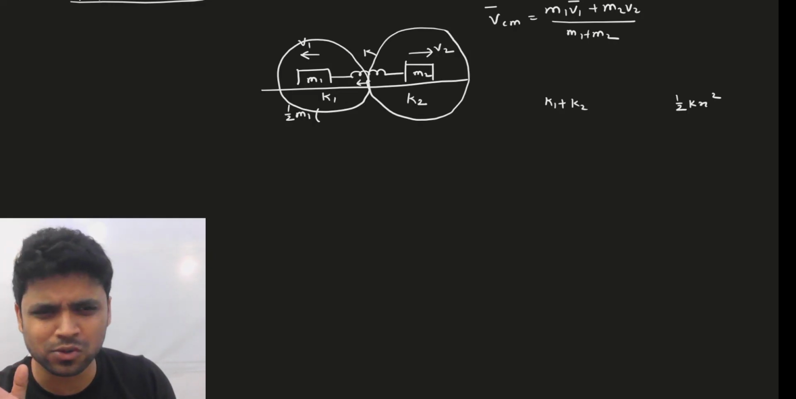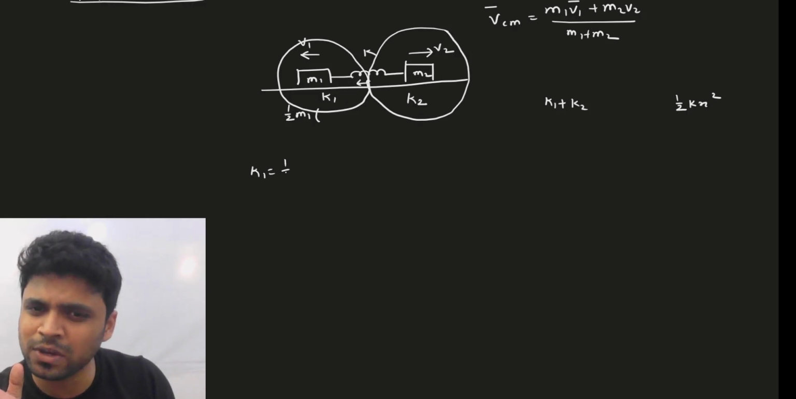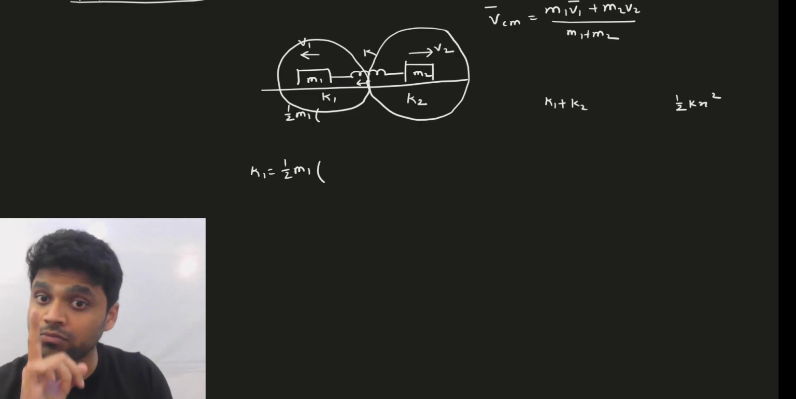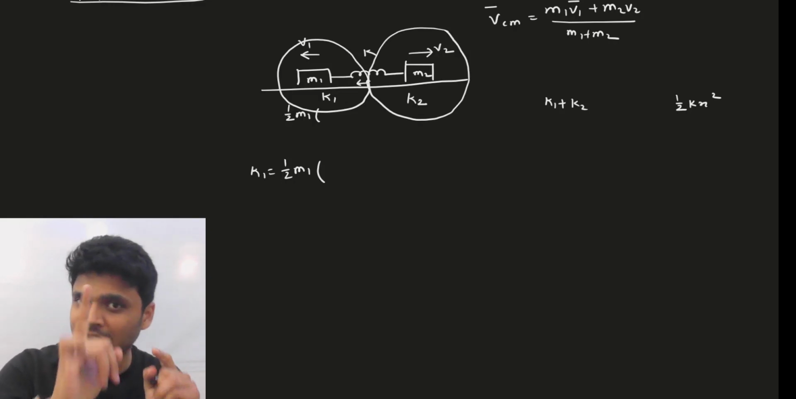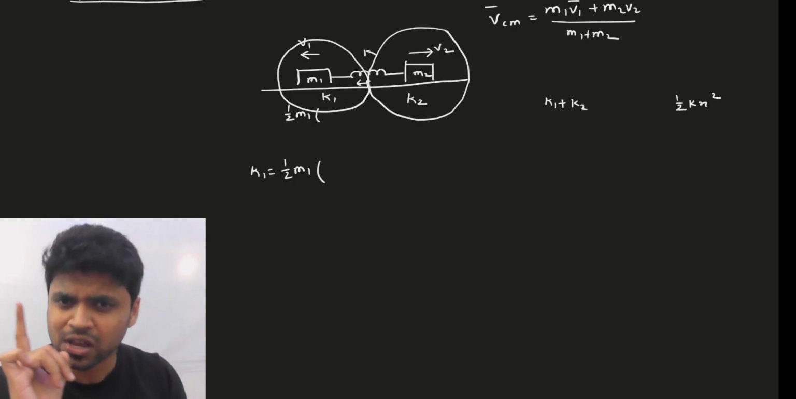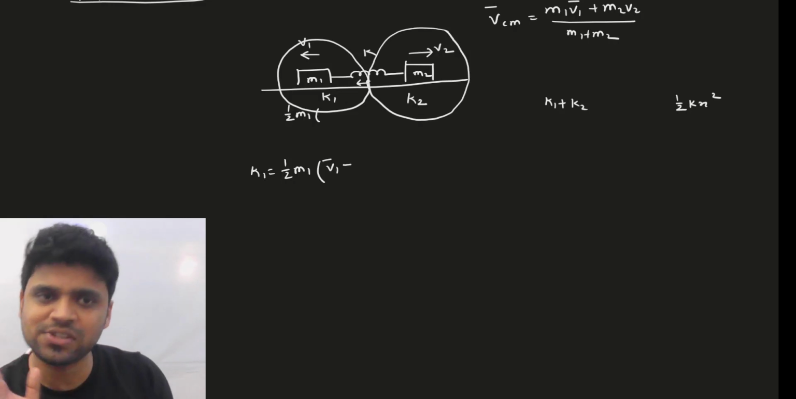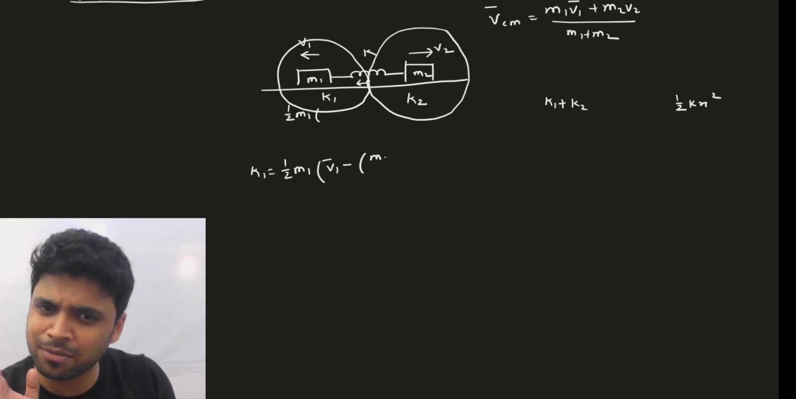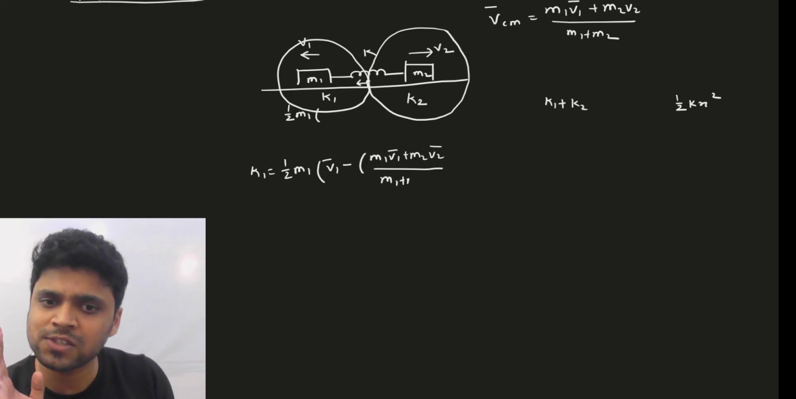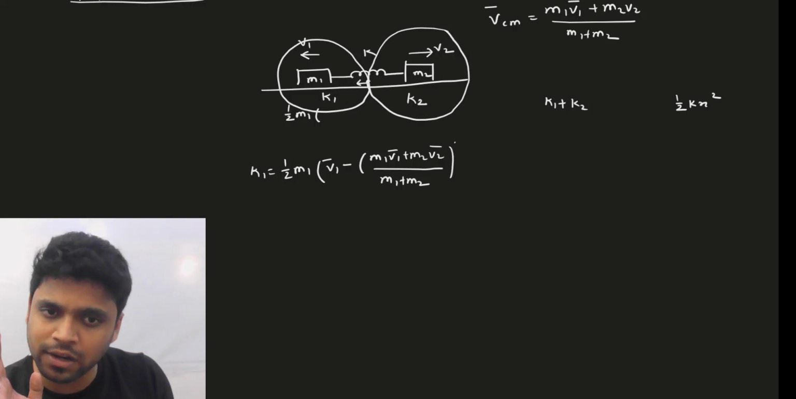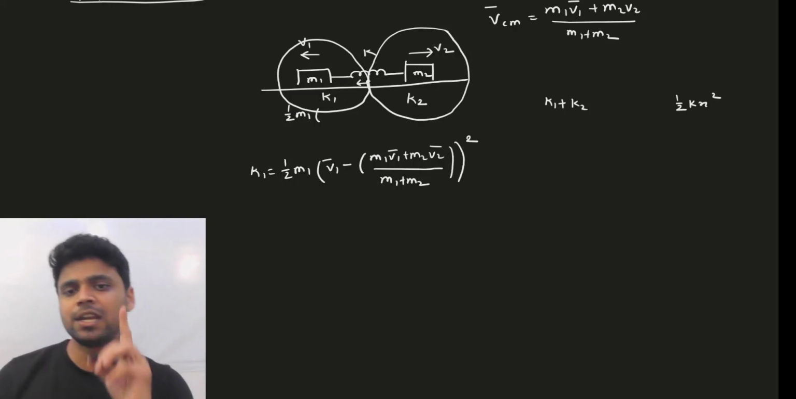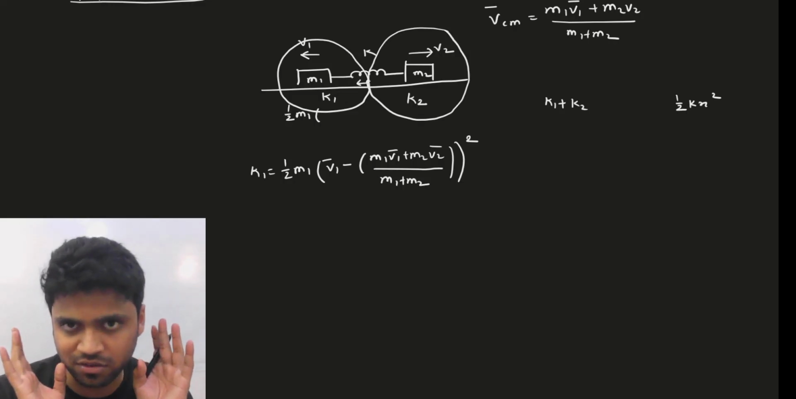Let's substitute the values. The value of k1 is going to be half times m1 times the relative velocity of m1 with respect to the center of mass. So I should simply write v1 bar minus velocity of center of mass. That's just going to be m1 v1 bar plus m2 v2 bar divided by m1 plus m2, raised to the power 2. So this is the kinetic energy of block 1 with respect to the center of mass.